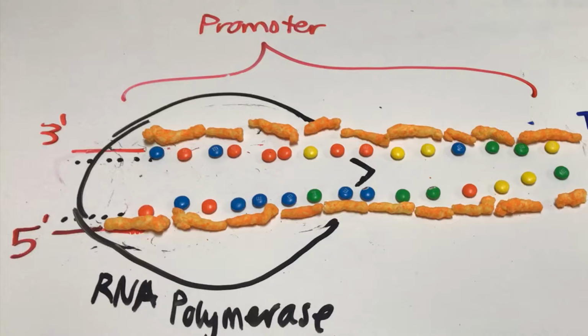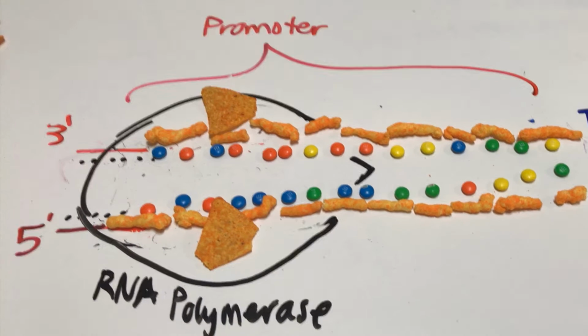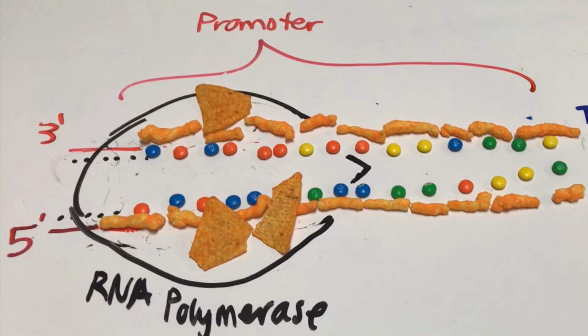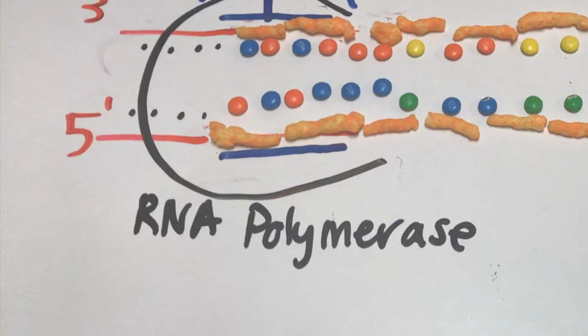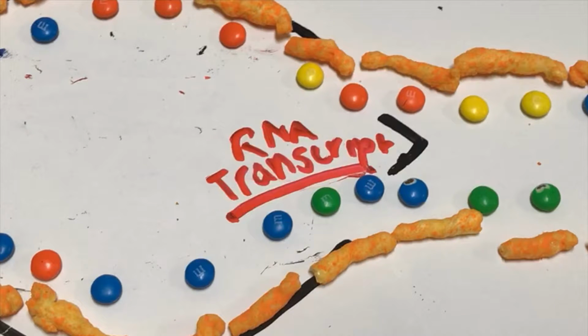Transcription factors, represented by Doritos, are a collection of 5 proteins. Their job is to mediate the binding of RNA polymerase. Thus, the transcription initiation complex is formed, made up of the 5 transcription factors and the RNA polymerase. Transcription can now begin, and will do so at a rate of 40 to 60 nucleotides per second.